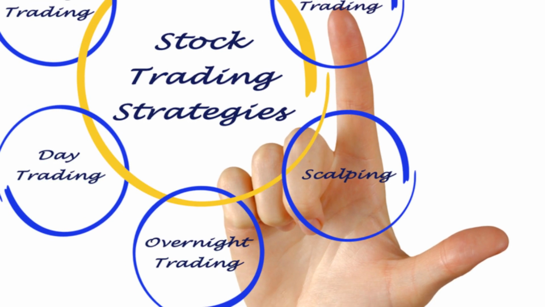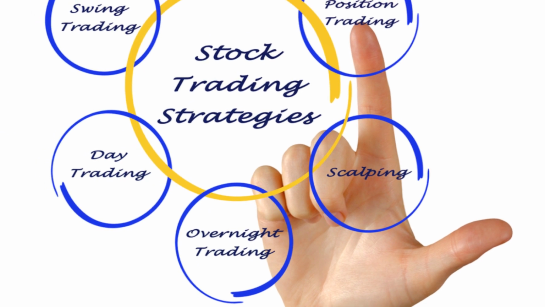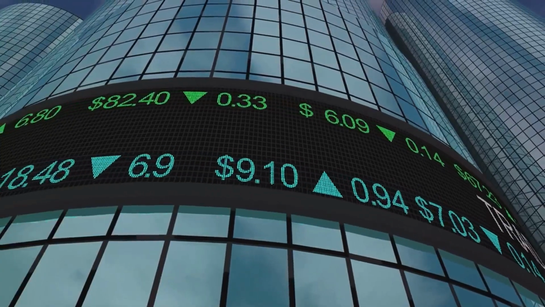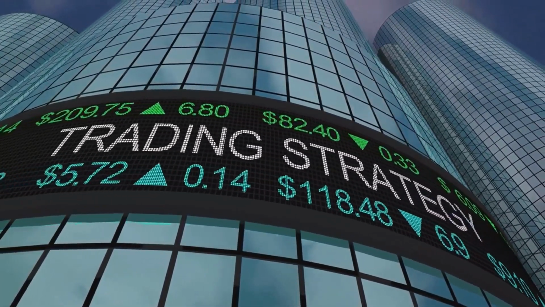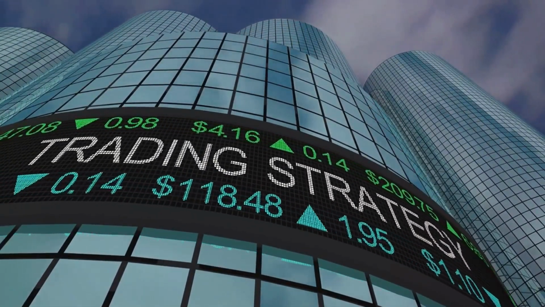But remember, this strategy requires practice. It's a bit like learning to play a musical instrument. At first you might hit some wrong notes, but over time you'll start to hear the symphony. Mastering these advanced strategies can give you an edge in the market.